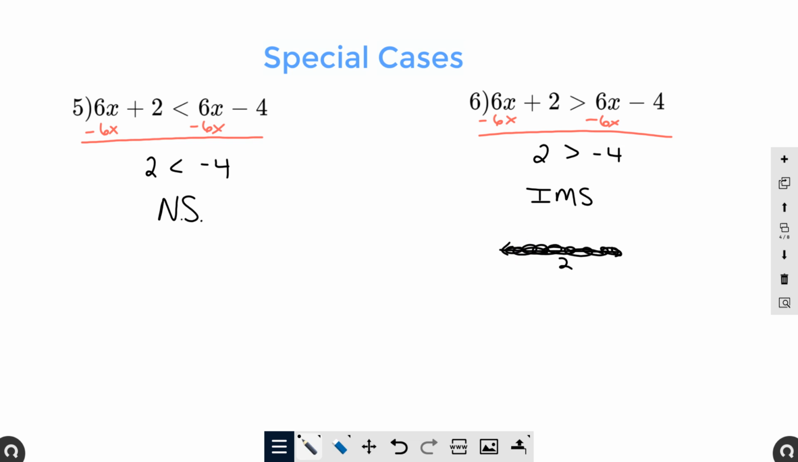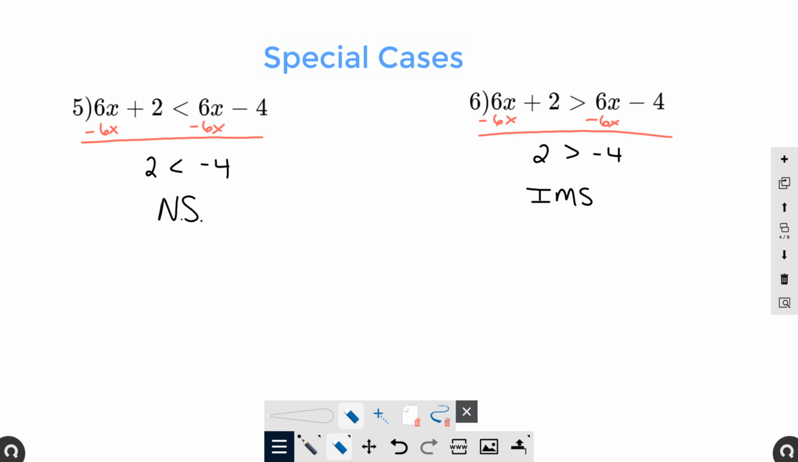So if you wanted to do a number line for this one, you can. You can put whatever number you want on there. But if you decide to not do it, I will not count it wrong. So either one of these two, if you get a no solution or an IMS, you don't have to do the number line. Everything else you need to.